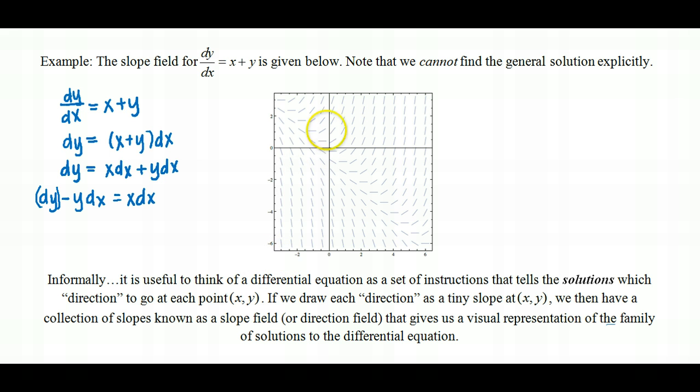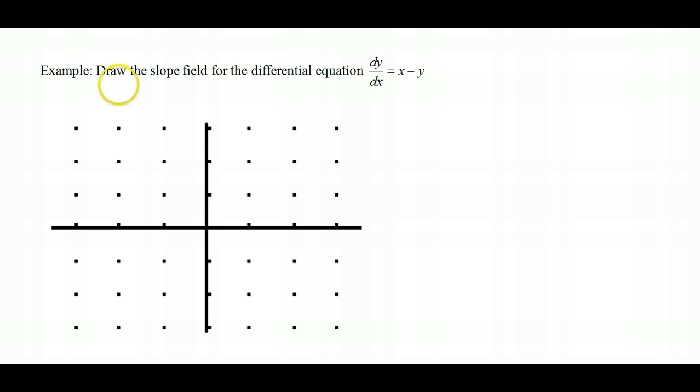So now we're going to go ahead and try to construct a slope field, not quite with this much detail, but one that is a little bit more challenging than the first example. Alright, so in this next example, we're going to draw the slope field for the differential equation dy dx equals x minus y. Similar to the last example, we cannot rewrite this to be a separable differential equation and solve explicitly for the family of solutions.